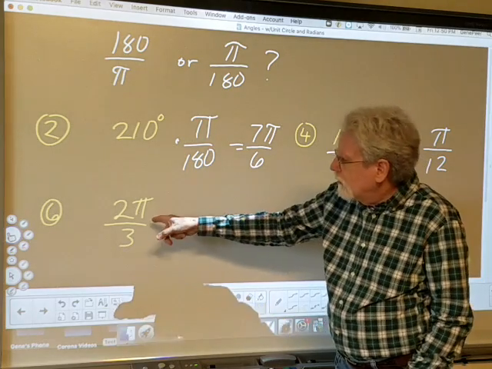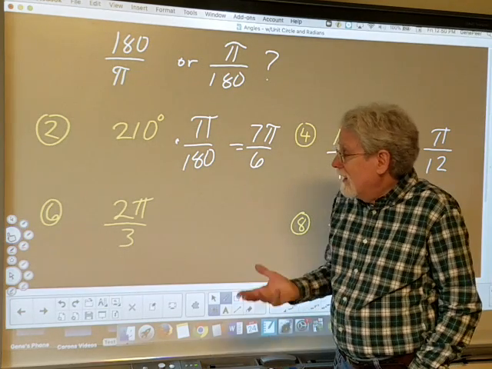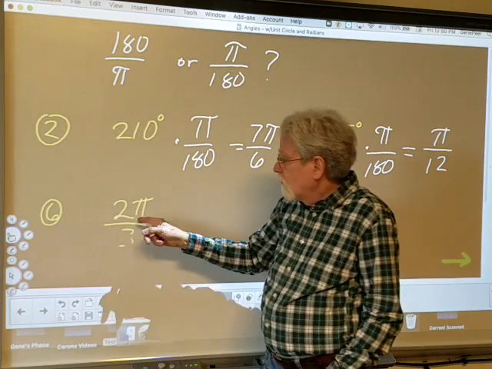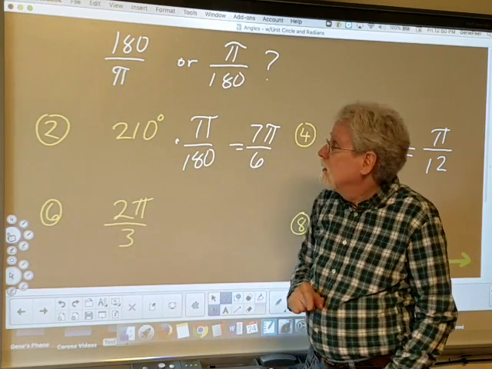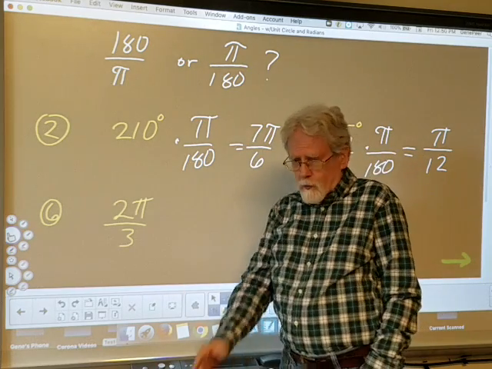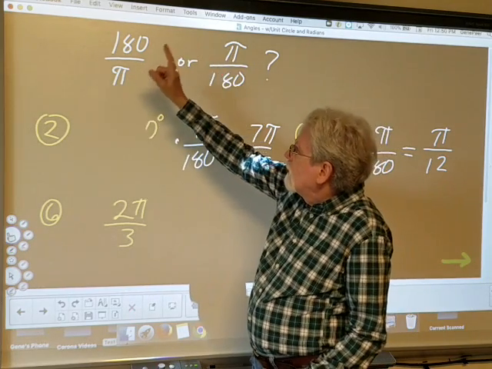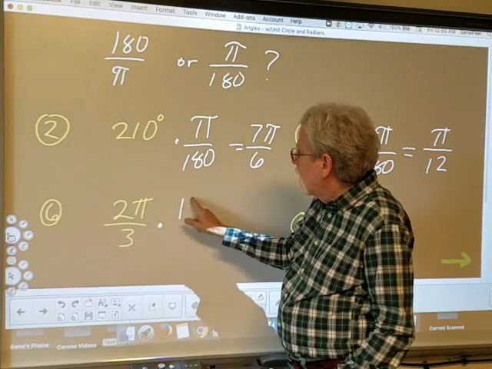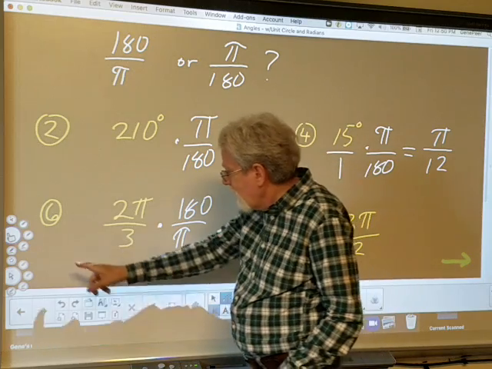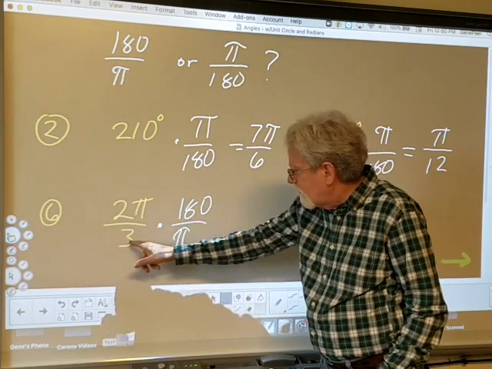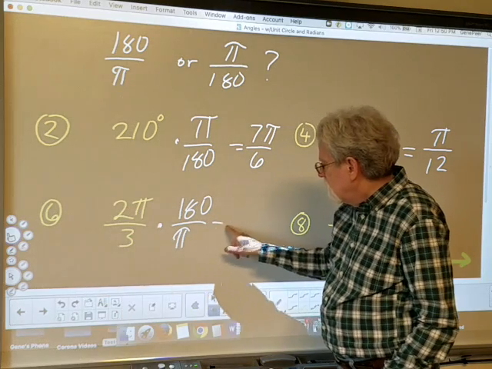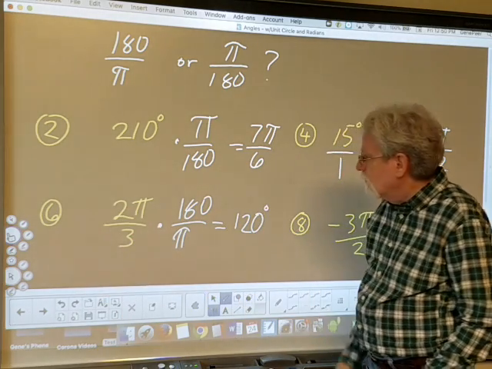Changing from radians to degrees, again, you ask yourself, which one do I multiply by? Well, going to degrees, I want the pi to disappear. Would this make pi disappear? No, I would end up with pi squared. Whoa! No, we're going to multiply by this guy. So multiply by 180 over pi. The pi's cancel, yay! And 180 divided by 3 gives us 60. So we have 60 times 2. We have 120 degrees. Done.